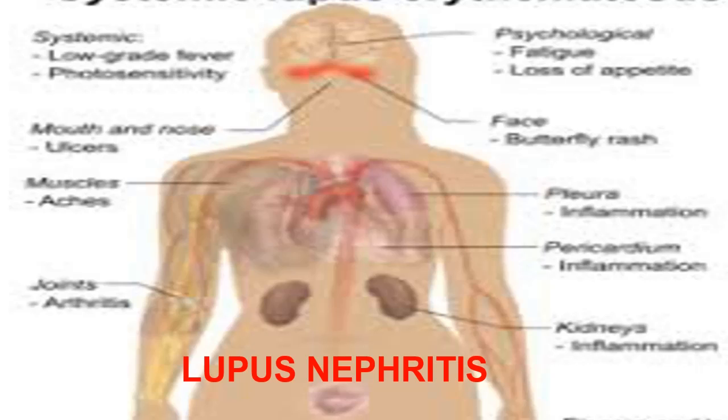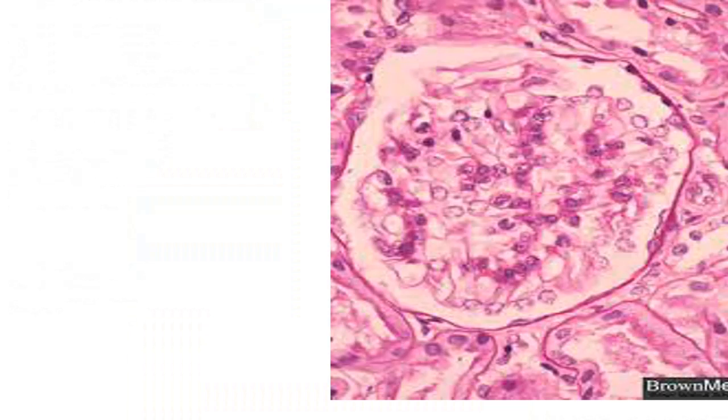Lupus nephritis is evident histologically in most patients. It is evident clinically in 50 to 60% of patients with lupus. Treatment of renal involvement in systemic lupus can significantly improve renal outcome. Lupus nephritis generally arises within 5 years of the diagnosis. Lupus nephritis can be divided into 6 subclassifications depicted in the following slides.